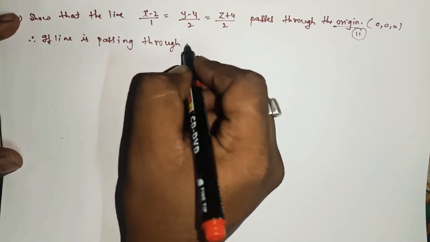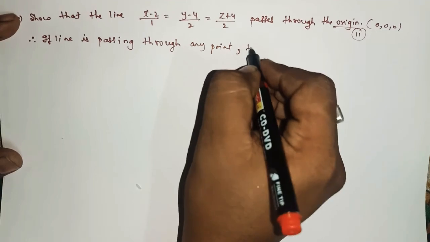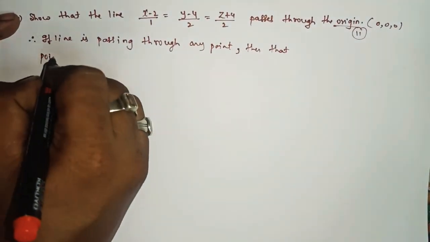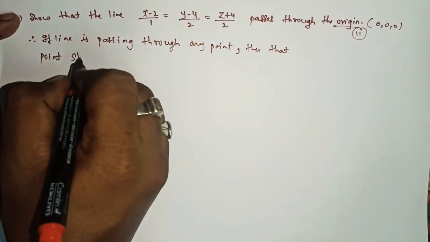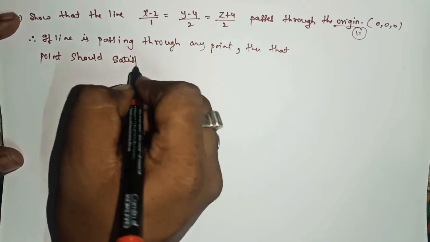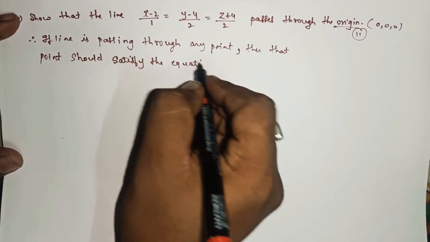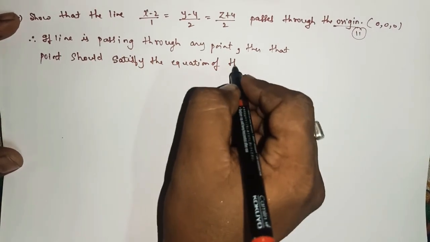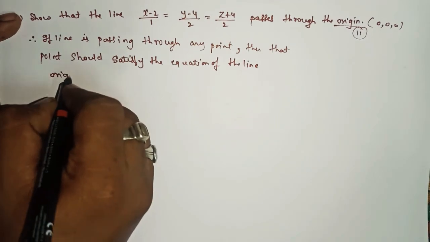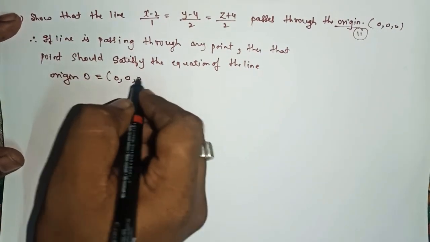So if a line is passing through any point, then that point should satisfy the equation of the line. So for origin we'll take O, 0 comma 0 comma 0.